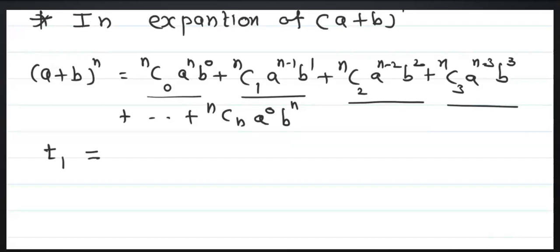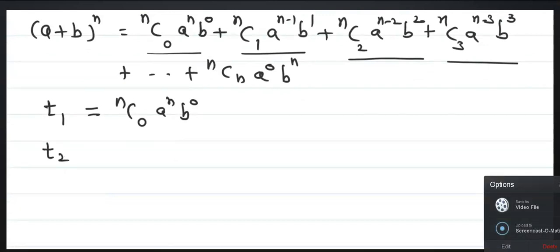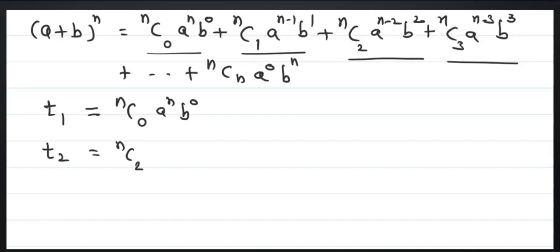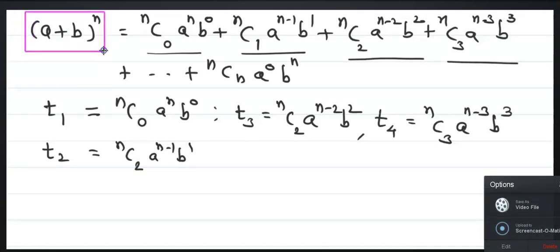Now here t1 is equal to nC0 a raised to n b raised to 0, t2 is equal to nC1 a raised to n minus 1 b raised to 1, t3 is equal to nC2 a raised to n minus 2 b square, t4 is equal to nC3 a raised to n minus 3 b raised to 3.